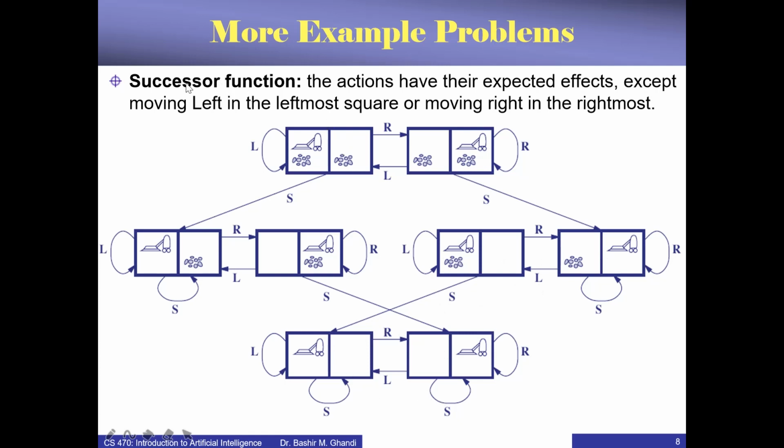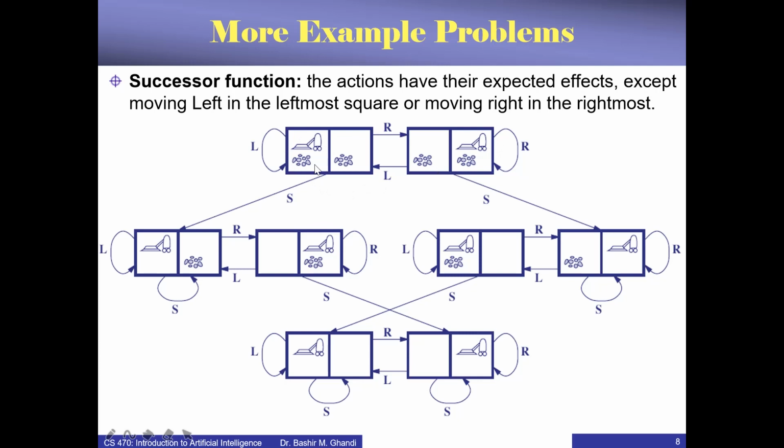Now let's look at the successor function, what it is telling us. So for each state, try to apply those 3 actions and see what you will have. For example, if the agent is in this state, he is in square A, which is on the left. If he applies the action go to the left, he will remain where he is. But if he applies the action go to the right, okay, he will be moved to the right square, but without sucking the dirt that is currently in A, just move to the right.